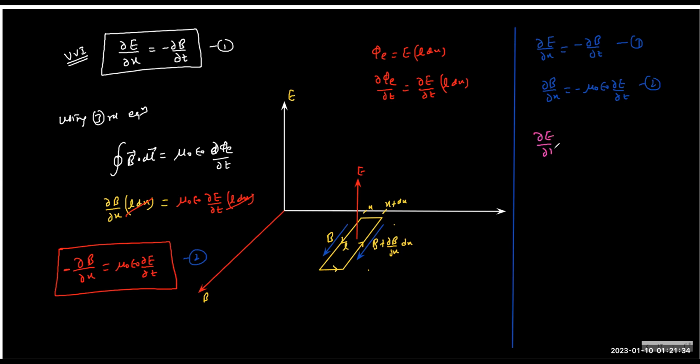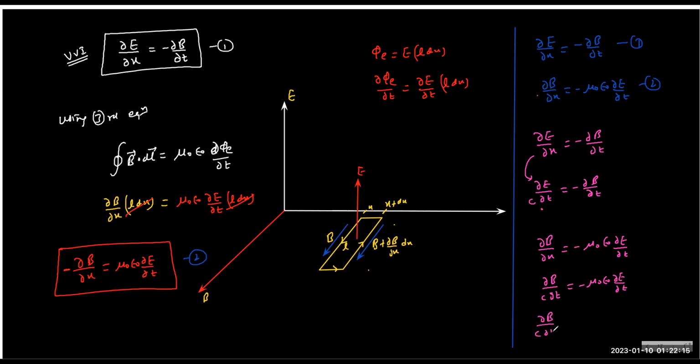Del E by del X is how much? Minus del B by del T, correct? And this we can write as del E by del T. I can replace del X by C dT. Isn't it? This is okay. Yes, sir. And this is from the first part. And if you use the second one, del B by del X is minus mu naught, and we are done, almost done. So del B by C del T. And can we replace this term? I'm done.